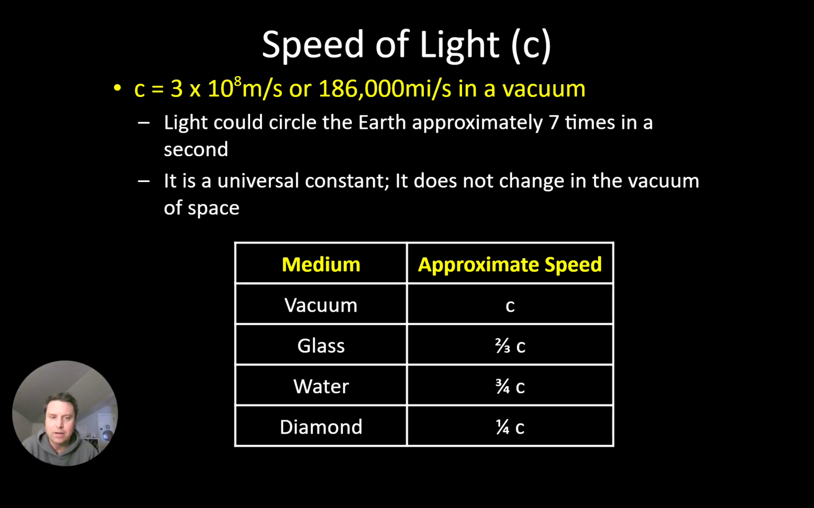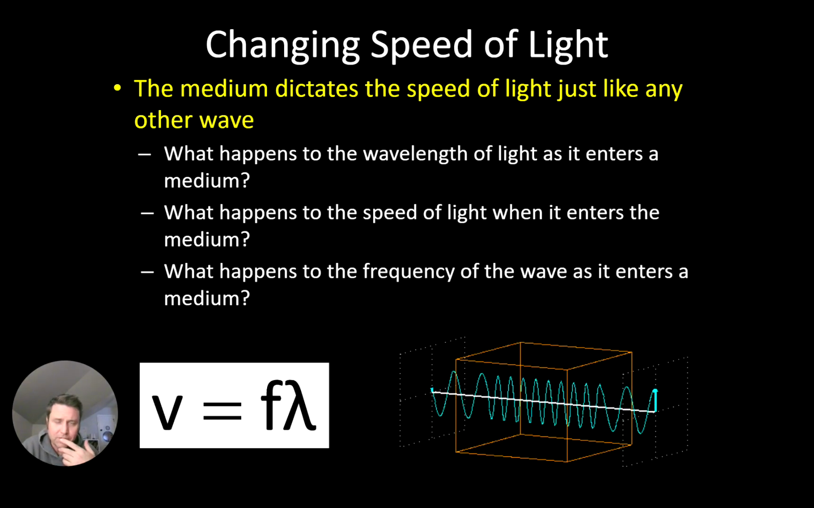In glass, though, it slows down to 2/3 the speed of light. Water, 3/4 the speed of light on average. And then diamond, it drops to 1/4 the speed of light. So different mediums will interact with that light and slow it down. That's how you can change the speed of light: have it interact with a new medium. What happens to the wavelength of light as it enters a new medium?